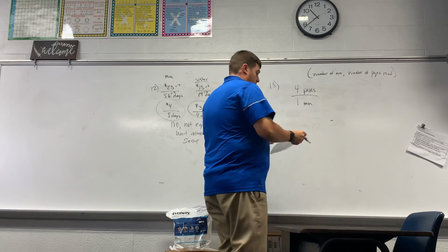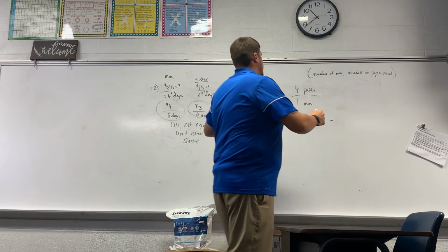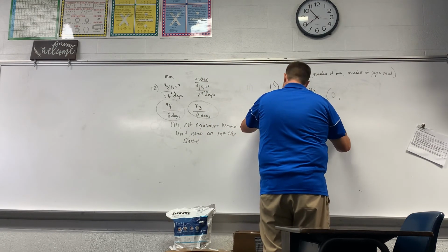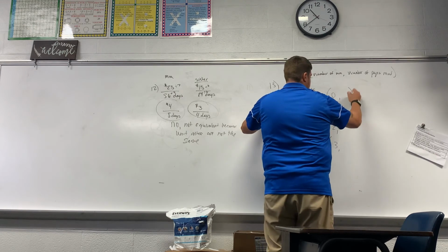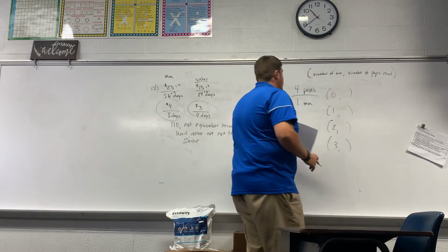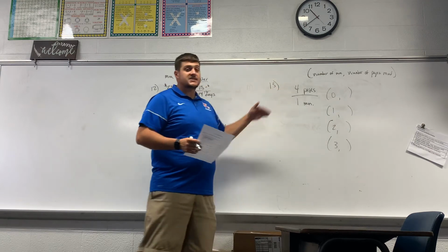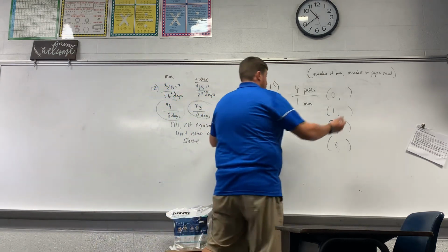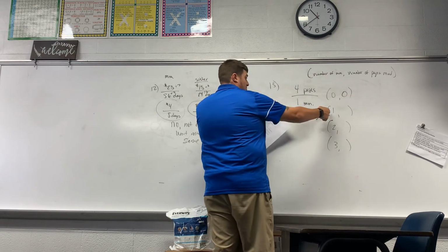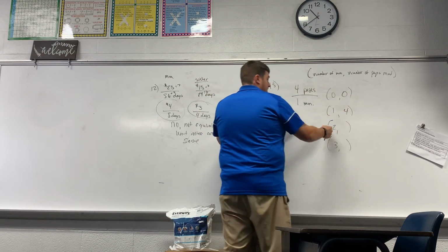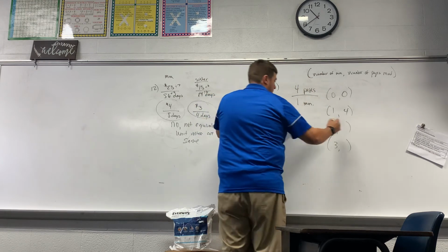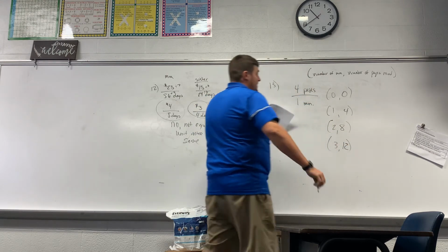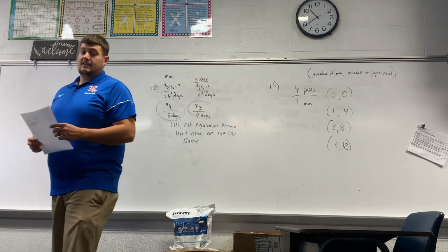So we want to do an ordered pair for 0, 1, 2, and 3. The good thing is you already have your X numbers. If his unit rate is 4 pages every minute, if he read 0 minutes, how many pages did he read? 0. And then after 1 minute, he read 4 pages. 2 minutes, well, you just doubled it, 8 pages, and then 3 minutes, he has 12. So that would be your ordered pair for that.